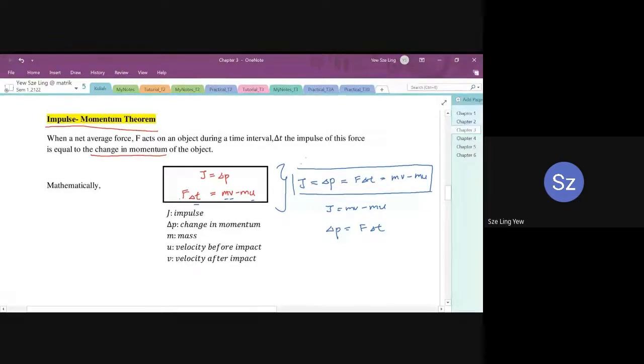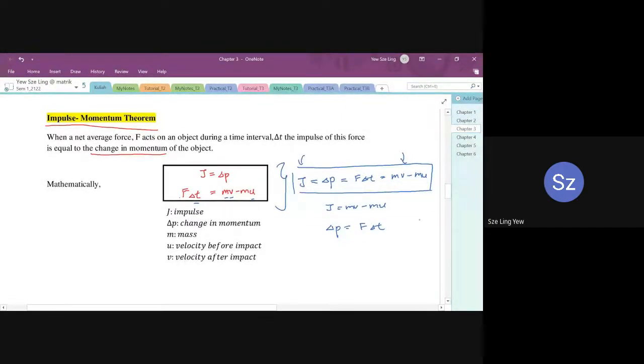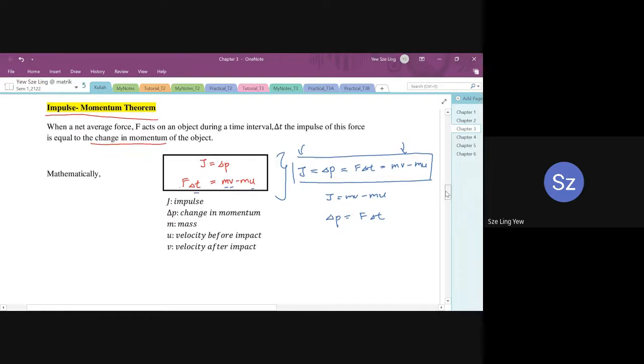Sometimes questions might give you the impulse and then ask you to calculate the final velocity. So you have to know how to link impulse and momentum together. Compared to the definitions of momentum and impulse, the impulse momentum theorem is much more important in your calculations.